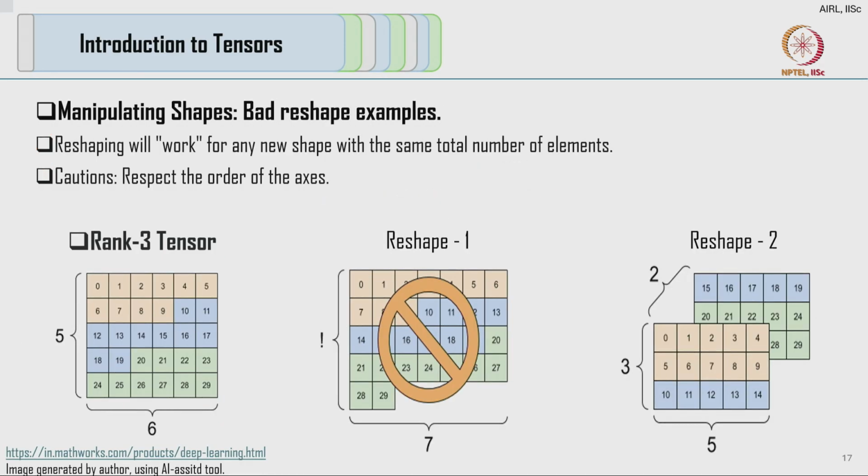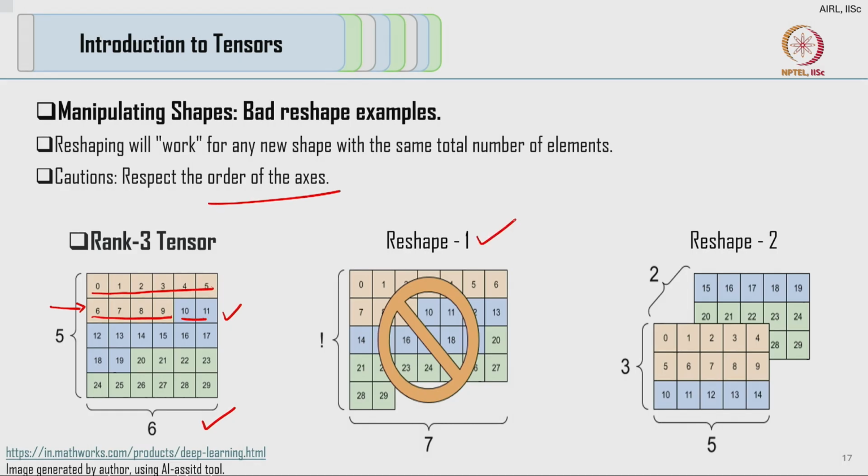Now there are some bad examples as well. For example, the first figure is trying to reshape the tensor, however it does not preserve the information in the axis, right. So we can see that the elements 10 and 11 are now with 5, 7, 8, 9, which is from a different axis, right. So we are not respecting or preserving the information in the axis, right.